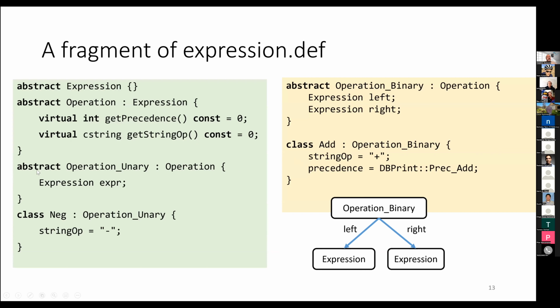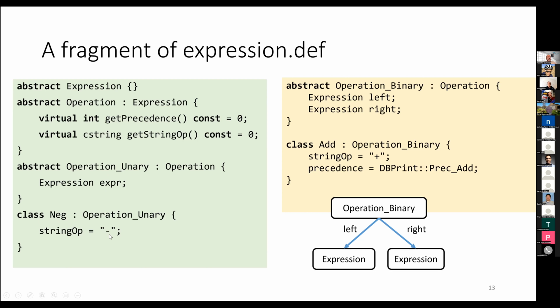Then there's another abstract class, the unary operations, that only have one operand. They have an expression operand, which is called expr. And finally, we have a leaf concrete class, like the negation operation. The negation is a unary operation. Here you have to specify the string operation, and it's represented by a minus.